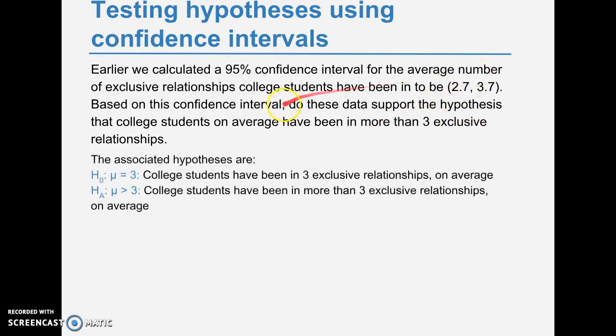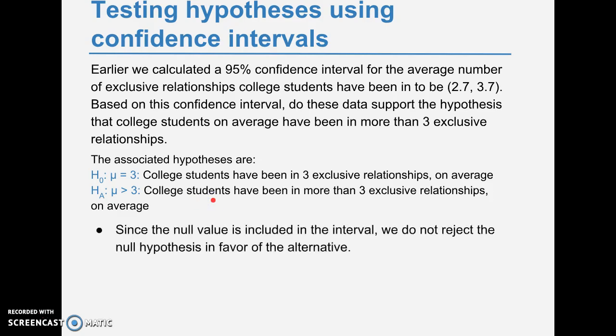Well, let's take a look. What would we do? The null would be the status quo: the average is 3 exclusive relationships. And the alternative would be, no, it's bigger than 3. All right, mu is greater than 3. That means that college students have been in more than 3 exclusive relationships. That's what we're looking for.